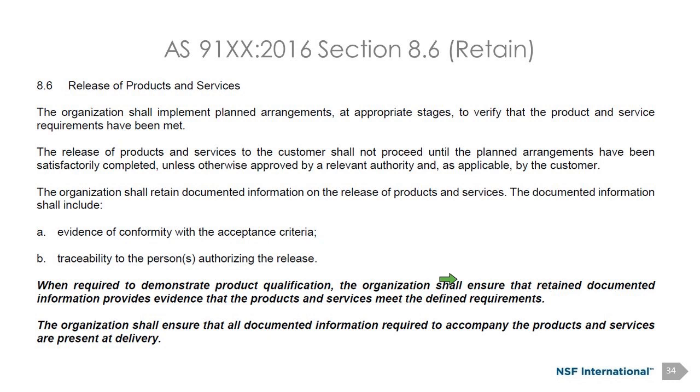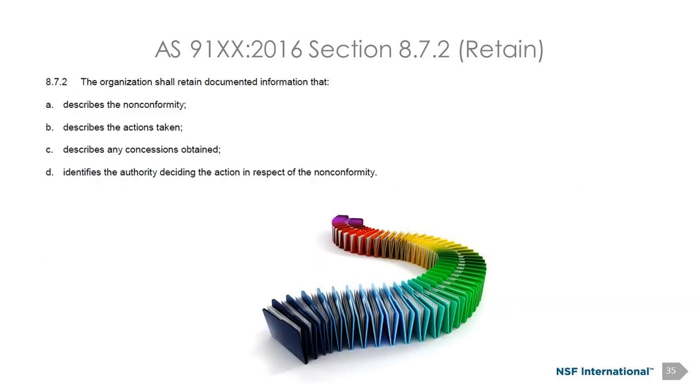It also says that we need to ensure that retained documented information provides evidence that products and services meet the defined requirements. So it expands on what's stated here in the ISO requirement and says it's got to demonstrate that X is X and Y is Y. And if there's any deviation between the two, we've got to articulate what happened, right? And then we've got to submit all that stuff to the customer when it's required.